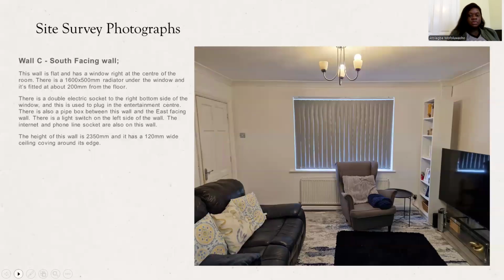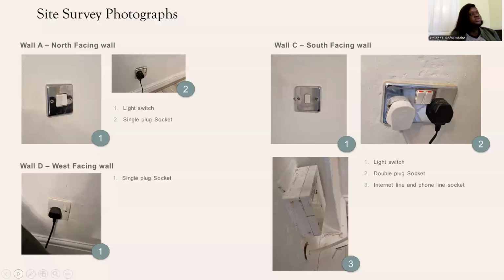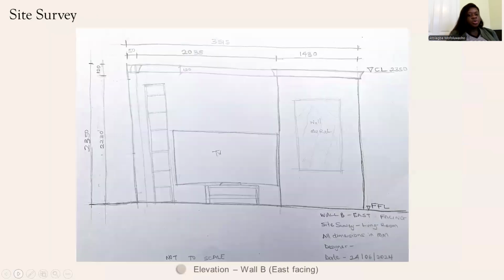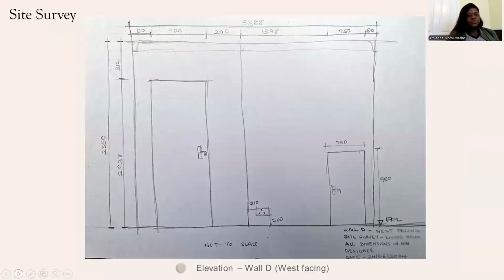I also noted where the sockets and the switches are. So we know that because we're not doing any structural work, we can make use of the existing socket and light points for this project. The overall dimension, the walls, everything was taken note of during our first visit.